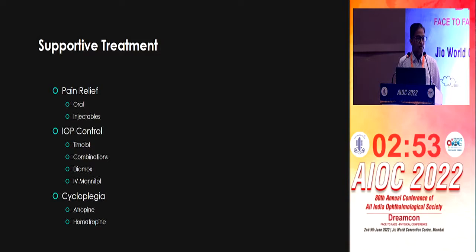Supportive treatment is very important for you to gain confidence with the patient. Because if the patient doesn't get pain relief, even if his ulcer is getting better, he is not going to feel better. So pain relief can be with oral or many times with injectable NSAIDs. IOP control is important. Cycloplegia is best done with atropine. You can try homatropine also.